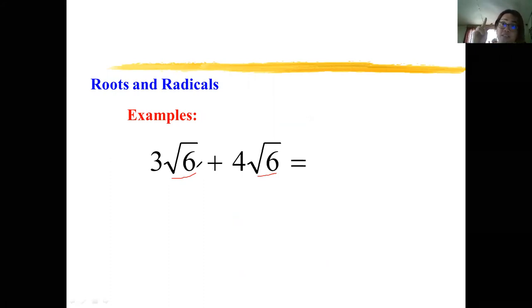Same indices and same radicands. Same index, yes, index rather, 2. So the index here is 2, correct, check. Same radicand, 6 and 6, check. Meaning to say, they are like radicals.